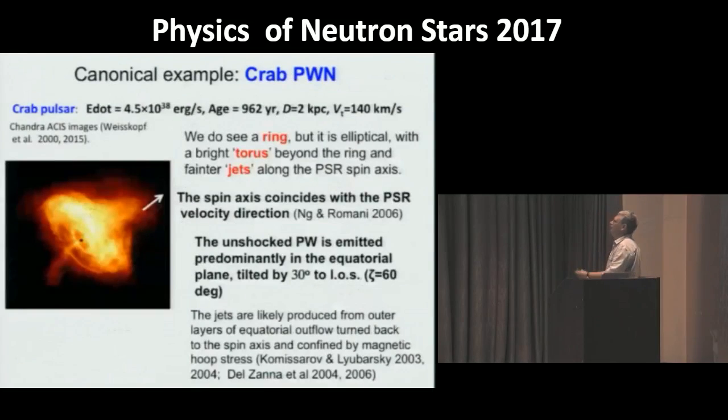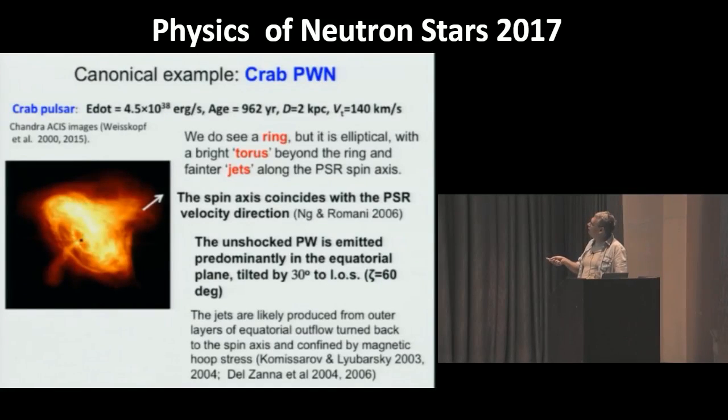Of course, the first one is the Crab. A lot has been said already about the Crab, so I'll go very quickly. This one is a torus-jet type pulsar wind nebula. It's obviously not supersonic with respect to the environment of the supernova remnant. Remember those words because they will be important. The ring, the inner ring, the torus and the jets. The spin axis coincides in this case with the velocity vector, because it was measured how it's moving.